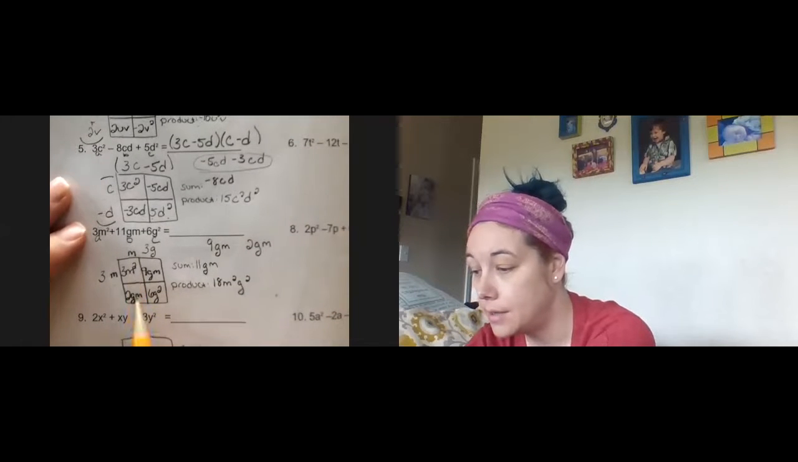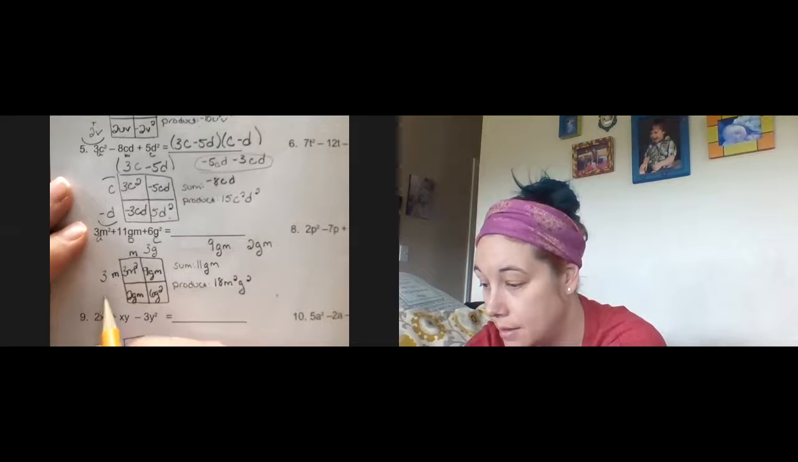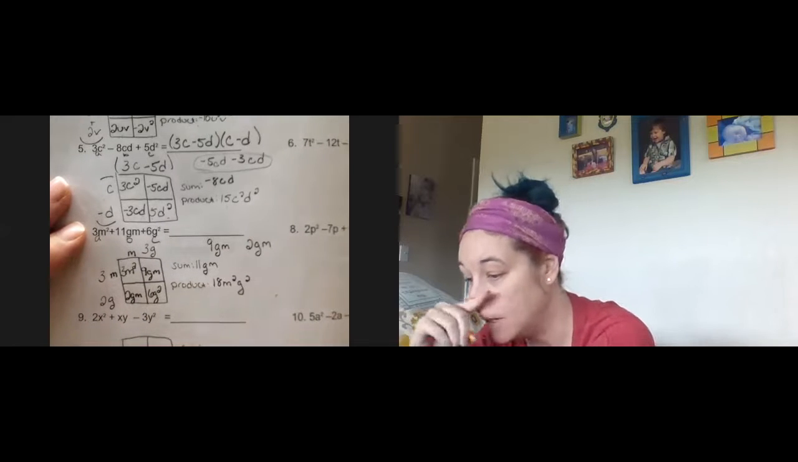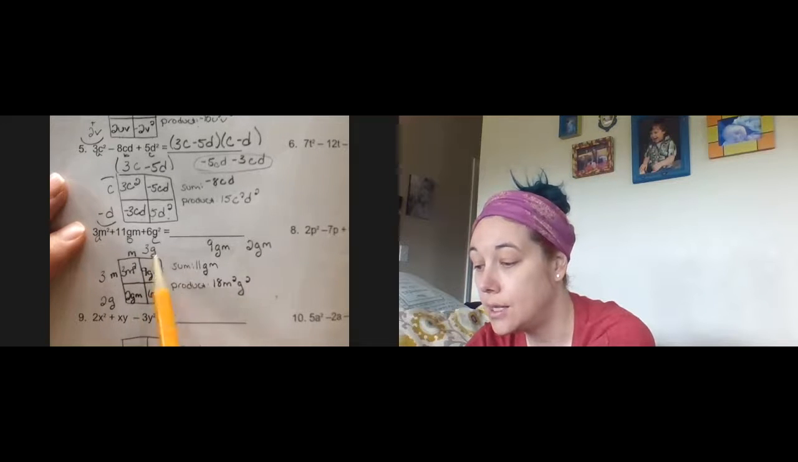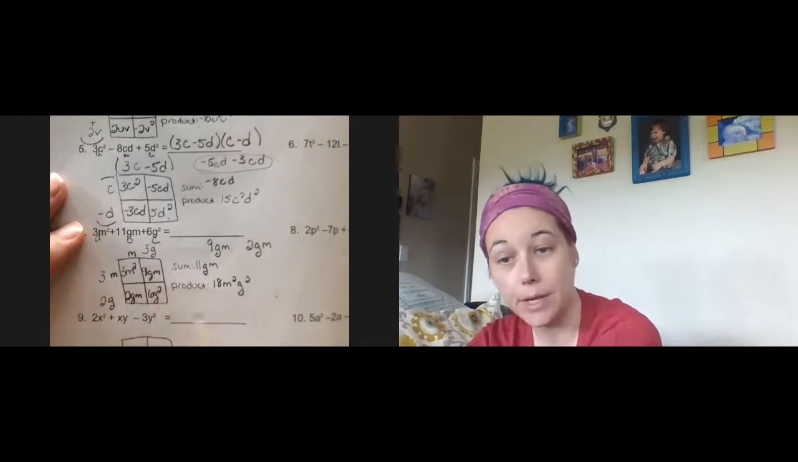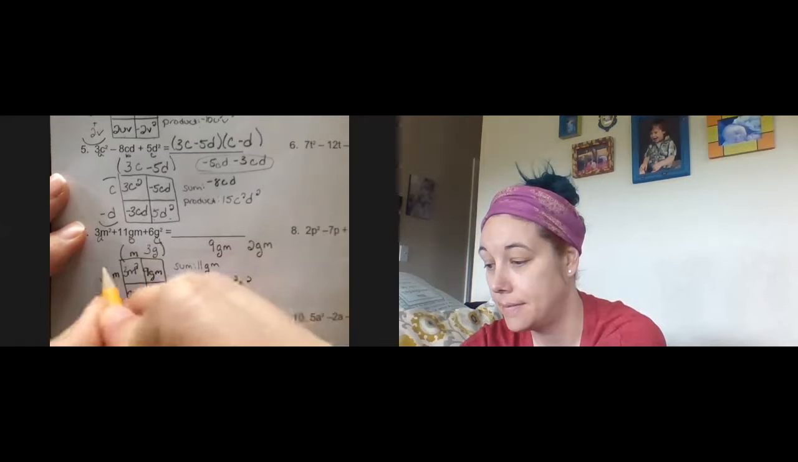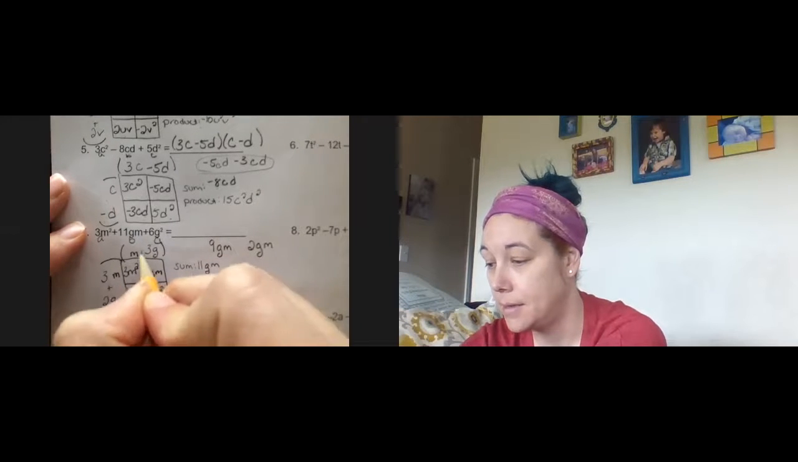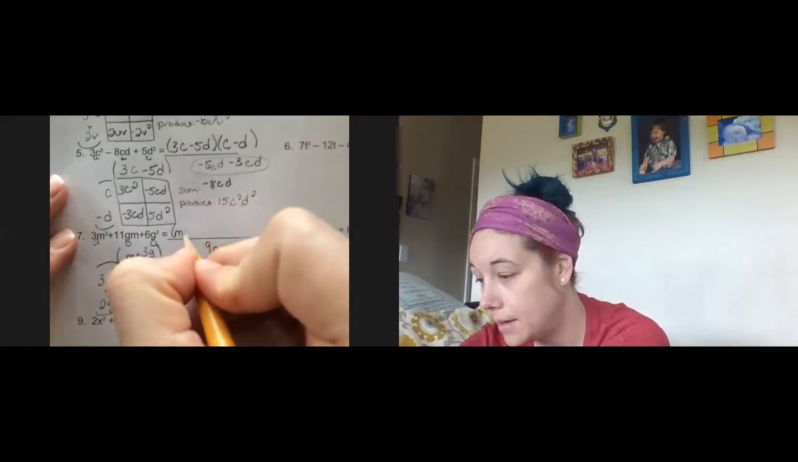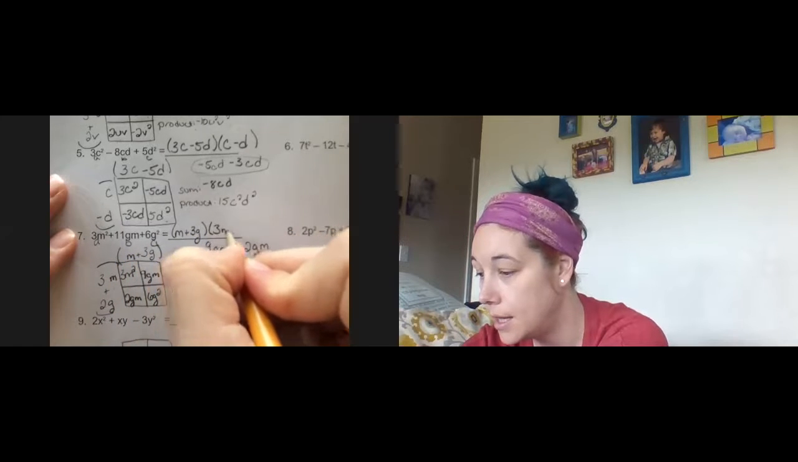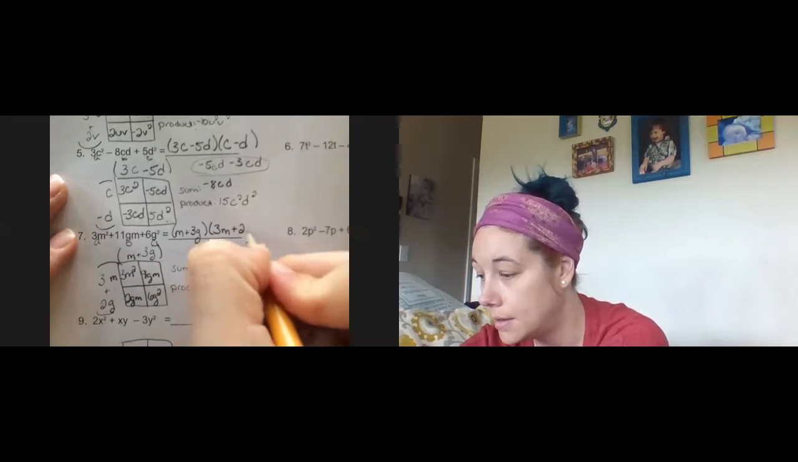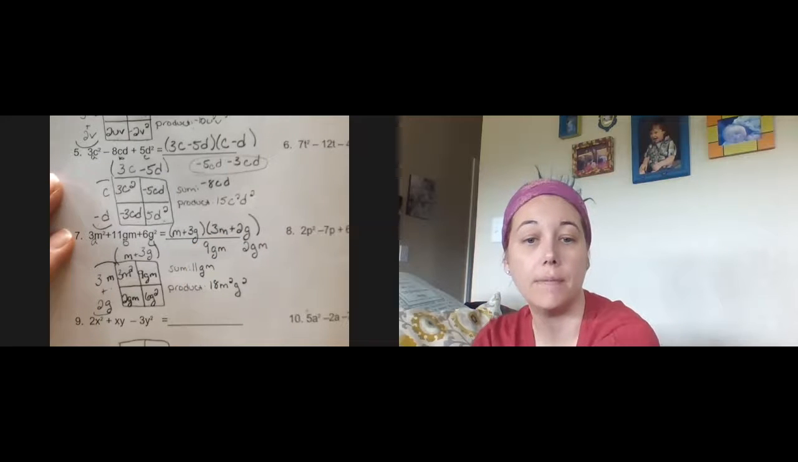All right, let's do this piece. What times M gives me 2GM? G times 2 gives me 2GM. Let's look in our last spot. 2 times 3 is 6, and G times G is G squared. There we go. I did it. So M plus 3G times 3M plus 2G. There we go.